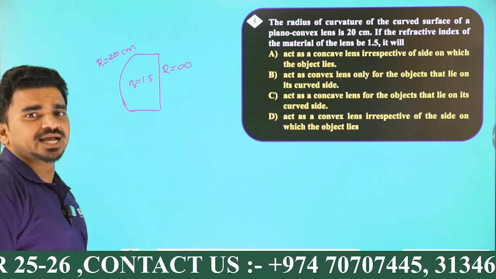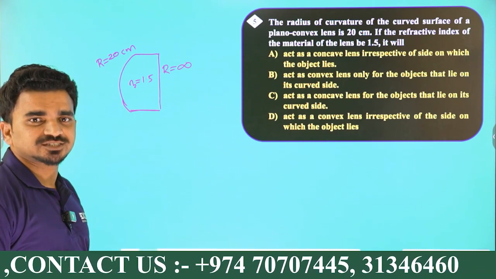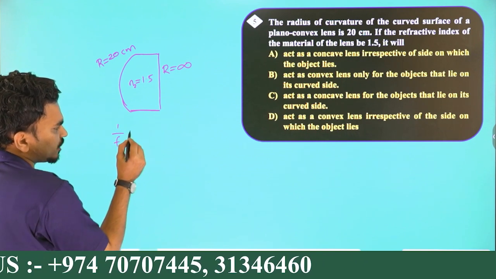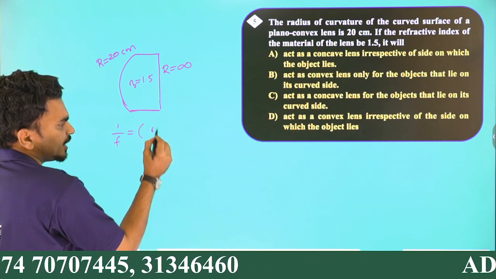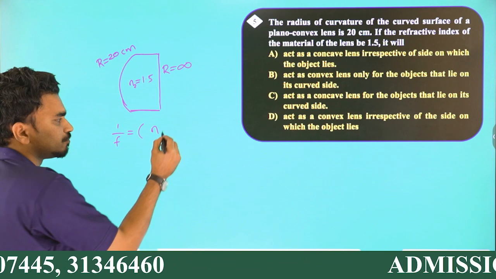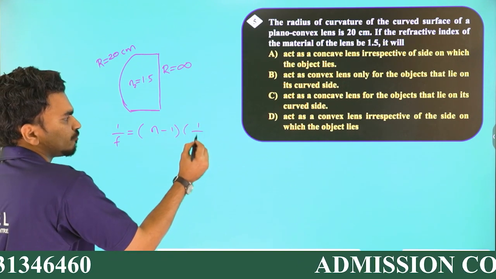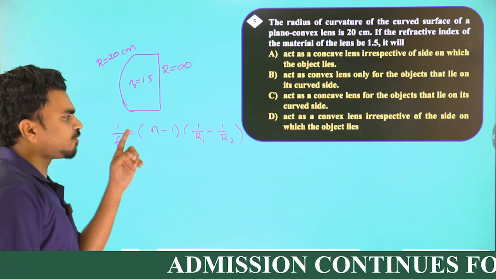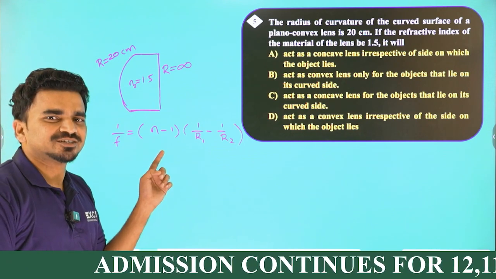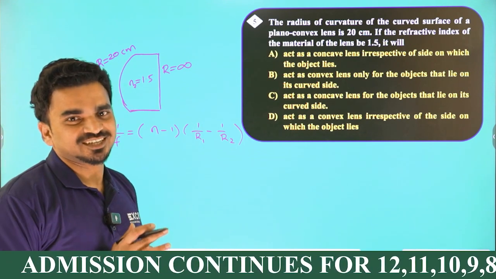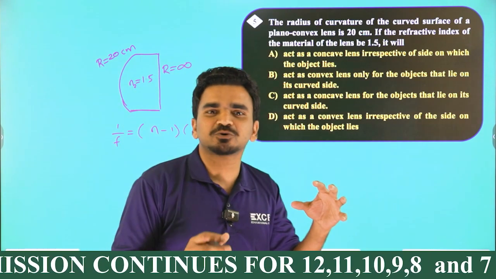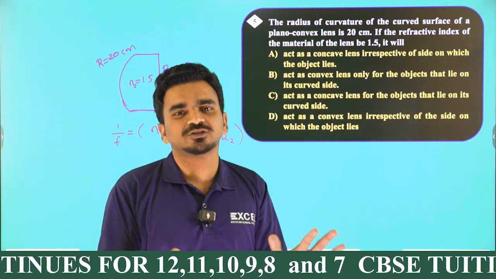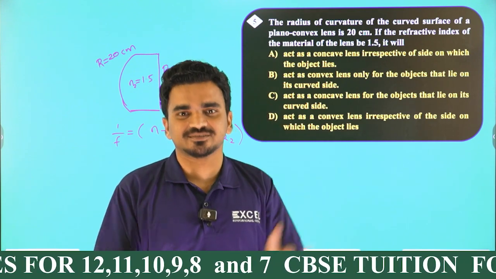How do I know whether it acts like a convex lens or a concave lens? I will tell you the idea. Listen carefully. You know the lens maker's formula? 1 by f is equal to (n2 by n1 minus 1) into (1 by r1 minus 1 by r2). Professor, why have you written n only? Oh, brothers and sisters, if they are not mentioning the surrounding medium in which the lens is kept, then by default you can assume it to be air.